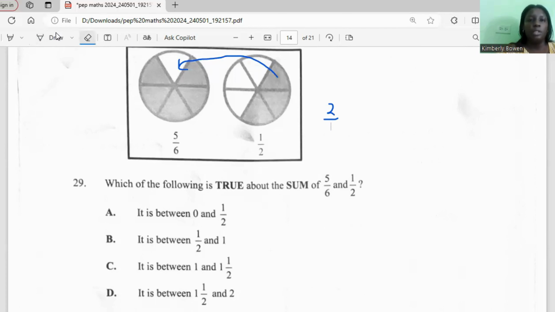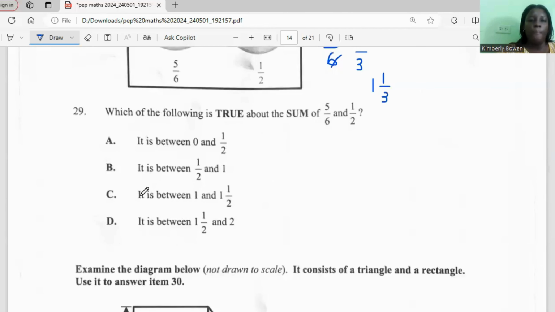2/6. And 2/6 is 1/3. I'm reducing. So I get 1 whole. If I add both of them, I'll get 1 and 1/3. And 1 and 1/3 is between 1 and 1.5. The correct answer.